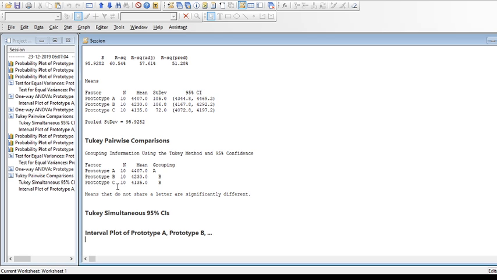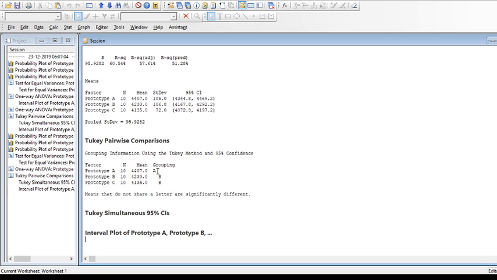And B compared with C. A compared with B, A compared with C, and B compared with C. So all these 3 combinations we have checked. So we see that prototype B and prototype C are somewhat similar in nature. They are the same, but A is very, very different.